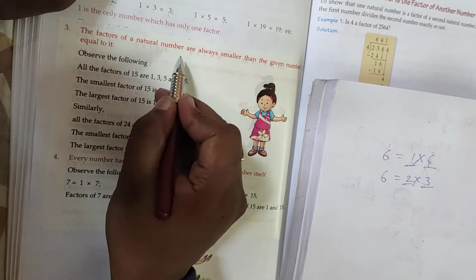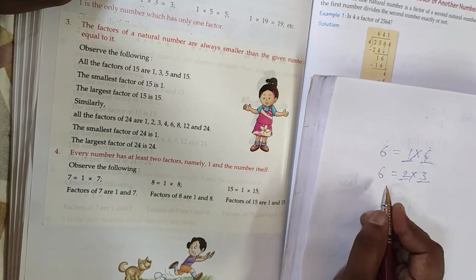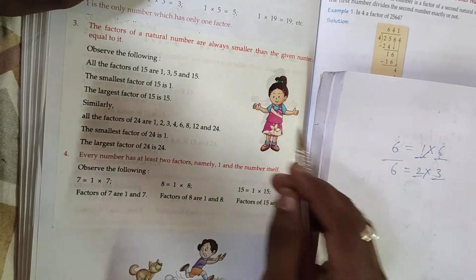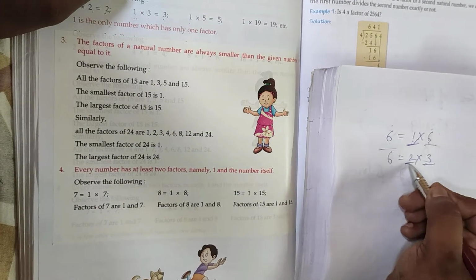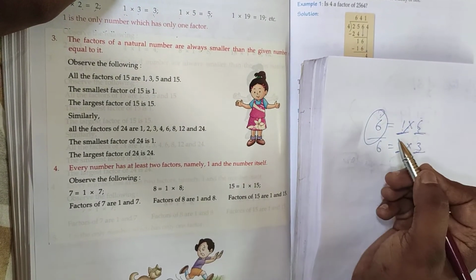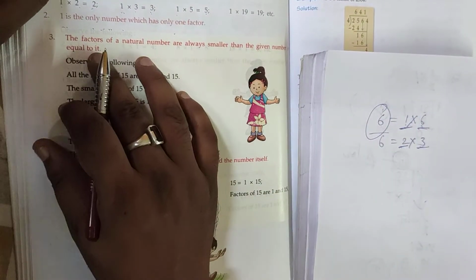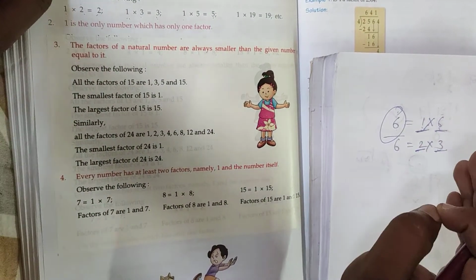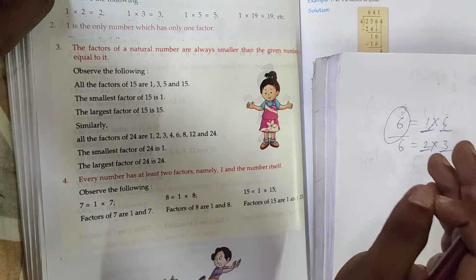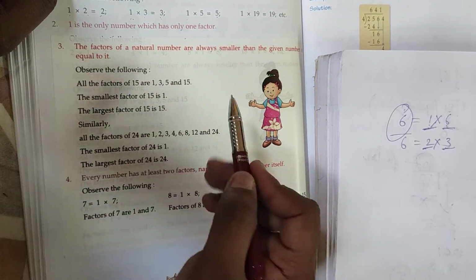No. So the meaning of this sentence is that, suppose 6 is the natural number, the factors of this number are always smaller than or equal to this natural number. This is the meaning of this particular sentence. The factors of a natural number are smaller than the given number or equal to it. Hope you are understanding.